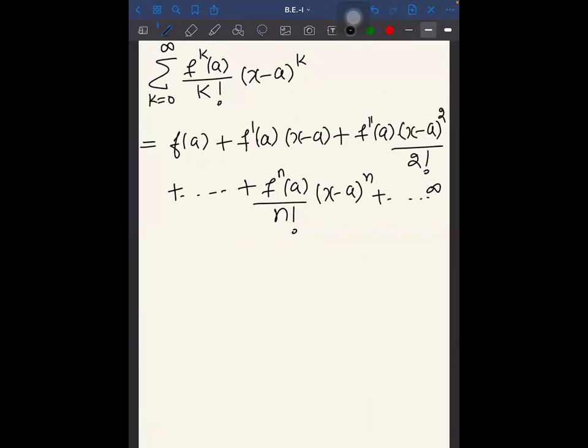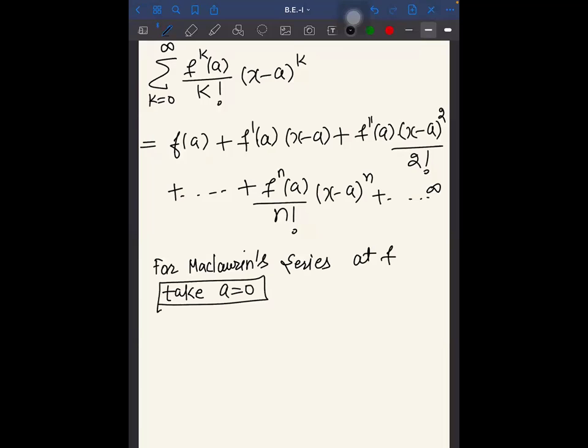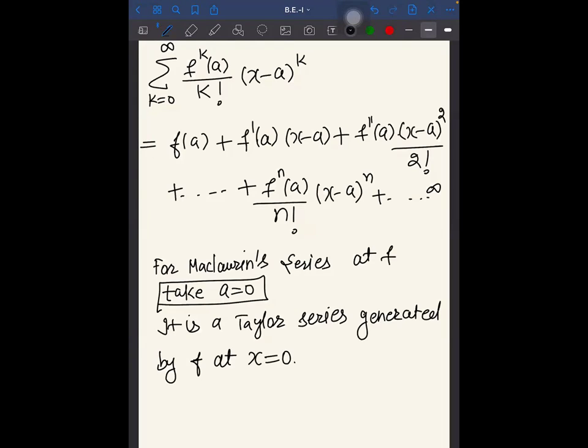It is pretty much easy. So just for the Maclaurin series, take a is equal to 0. That's the only difference. That means it is a particular Taylor series defined at a is equal to 0, generated by f at x is equal to 0, in other words. So you just replace a by 0. That's it. That will be your Maclaurin series.